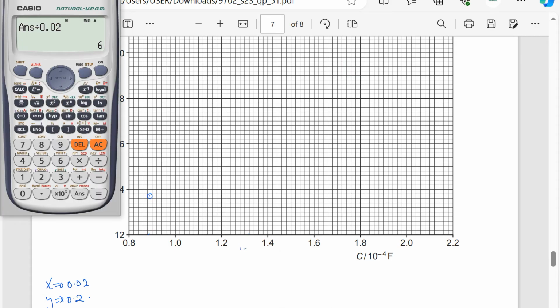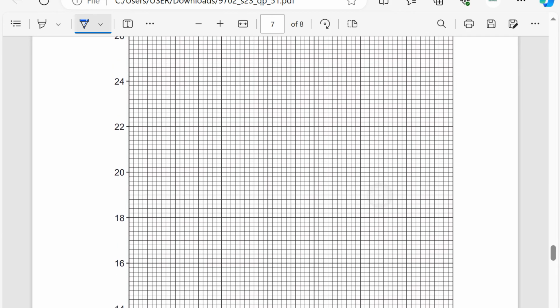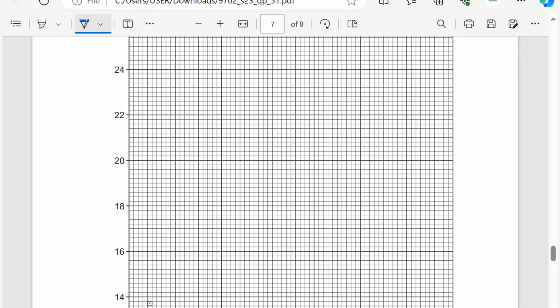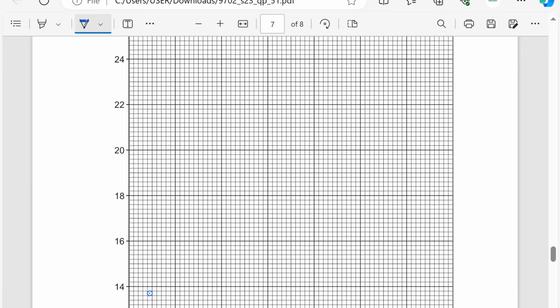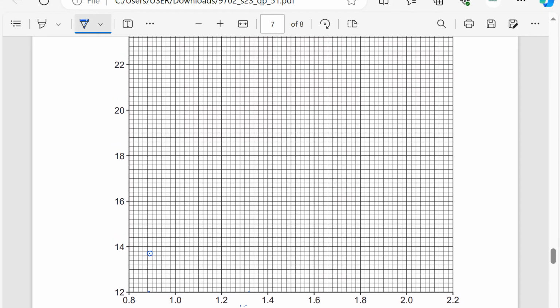Then the y value is 20.4. So I have 20.4 minus, where is 20 supposed to be? 20.4, so it is minus 20 divided by the scale, which is 0.2. So those are 2 small squares. So on 20, I add 2 small squares. Remember, these were 6, 1, 2, 3, 4, 5, 6. Then I added 2 small squares. So this is the point. To make it visible, I'll just circle this. Your circle should be very small. It is hard to just draw it on a computer.